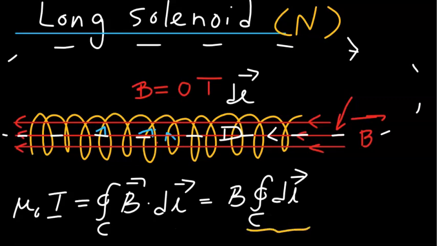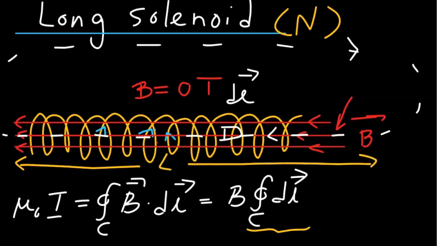So what is this total length? The total length is the total length of the solenoid, which is very long. Let's for the moment assume it's capital L. So the right-hand side of Ampere's law will simply become B times capital L.